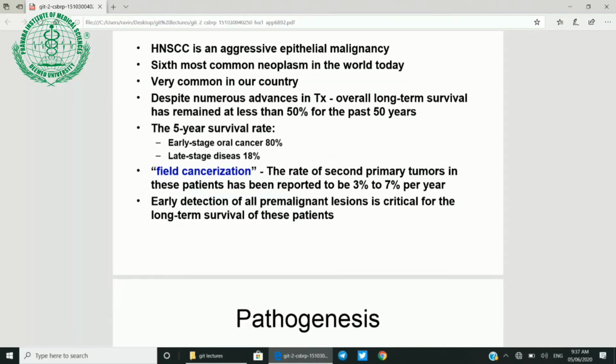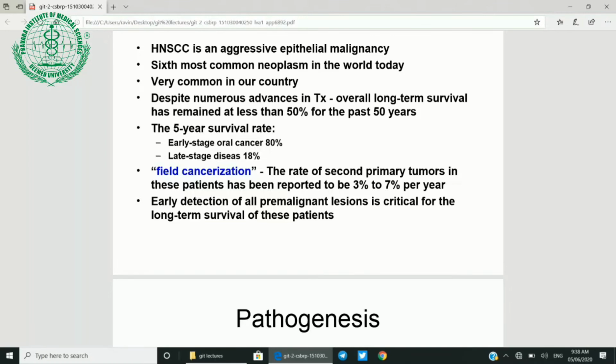So this carcinoma is the most aggressive epithelial type of malignancy. These are actually bad rankings, but when we talk of rankings in the world, this is the 6th most common neoplasm in the world today. As far as India is concerned, it is very, very common in our country. And despite the various advances in the treatment, the chance of the patient surviving long term is very low. It is less than 50%. For a very long time, this figure is not going up.